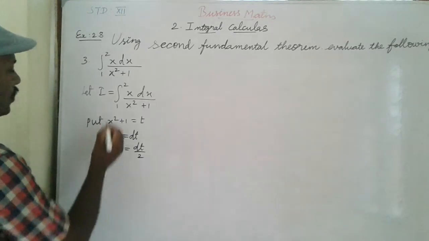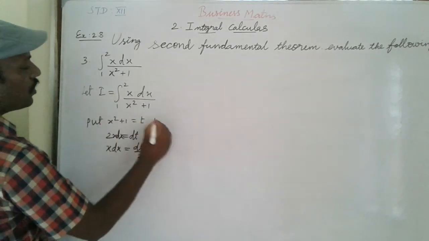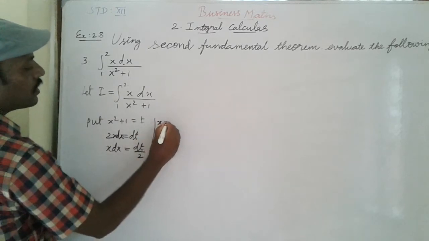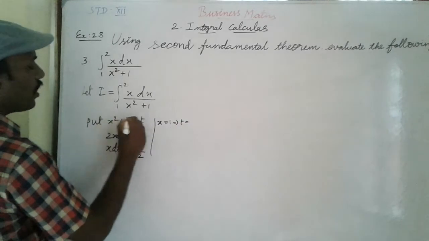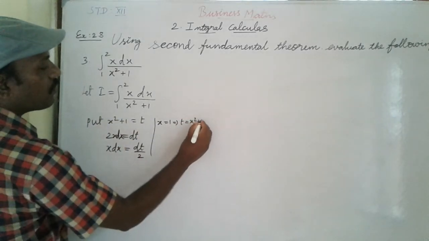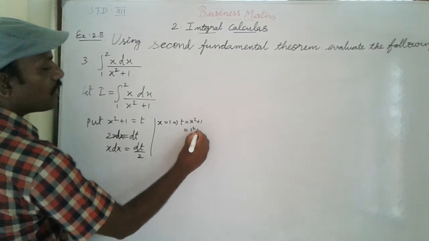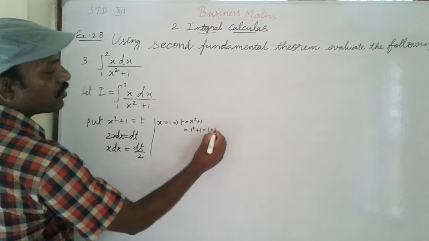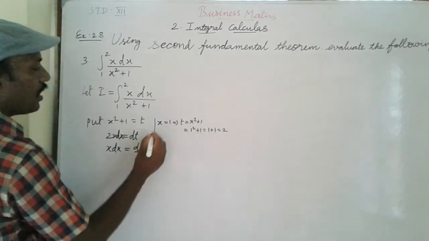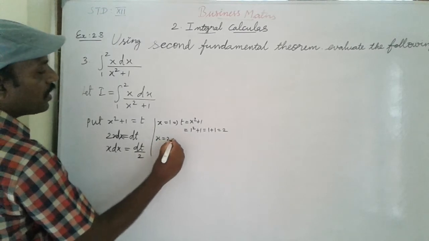Next we change the limits. When x equals 1, t equals x square plus 1. So x is 1, and we substitute: 1 square plus 1 equals 1 plus 1. 1 square is 1, and 1 plus 1 is 2. When x is equal to 2, then x is equal to 2.